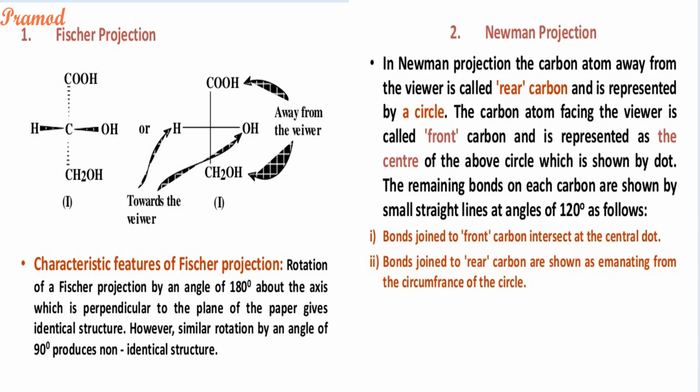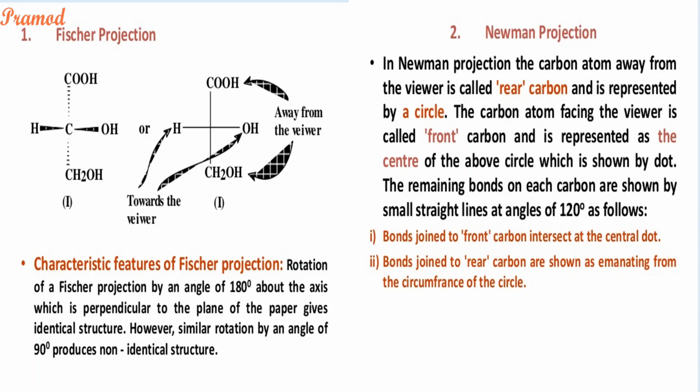Those which are towards you are given by the horizontal line, that is, H and OH, and those which are away from the viewer are represented by the vertical line. So CHO is on the top and CH2OH is on the bottom. This is how you represent it in a Fischer's projection formula.